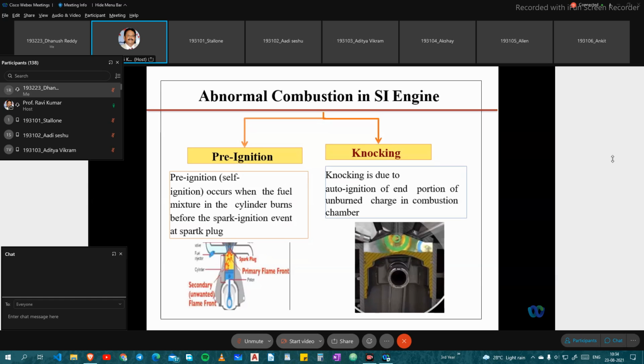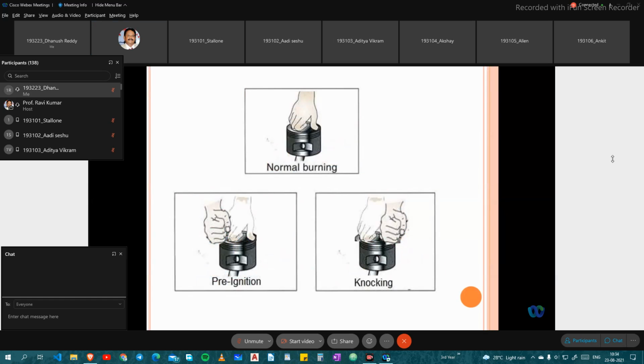Detonation and knocking commonly occur in SI engines, spark ignition engines. Auto ignition of the end portion of the unburned charge in a combustion chamber, we call it knocking. Anyhow, we'll go into detail about what knocking is. Knocking is due to auto ignition of the end portion of the unburnt charge in the combustion chamber. This is about normal burning. This is about pre-ignition, and we are going to have knocking. Knocking and detonation are the same, but their sounds and noise are different.